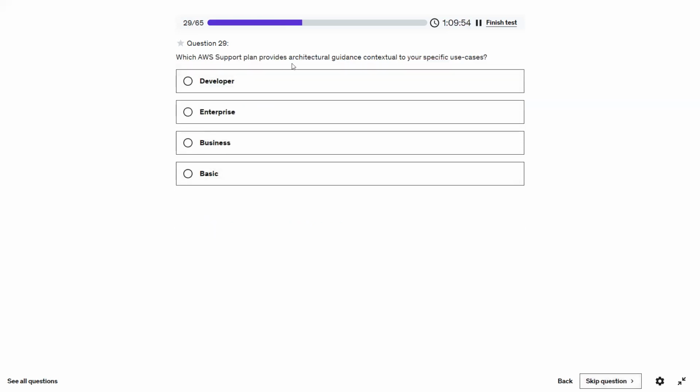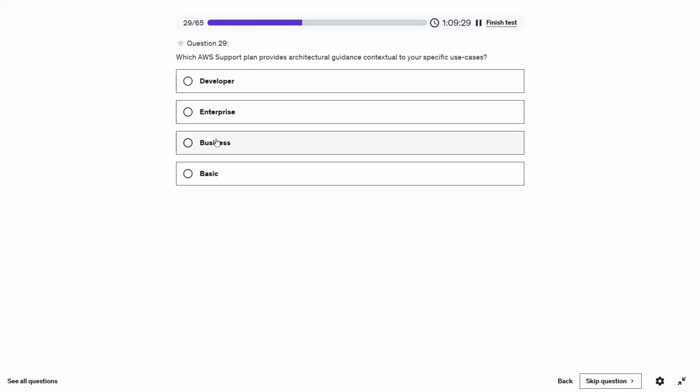Which AWS support plan provides architecture guidance for a business use case? Definitely you will get maybe one or two questions regarding the support plans in the exam. Basically we have four levels of support plan. One is Basic, which is the default. Whenever we create an account, we have the Basic level of support plan. The other is Developer, the third is Business, and then Enterprise, which is very advanced.